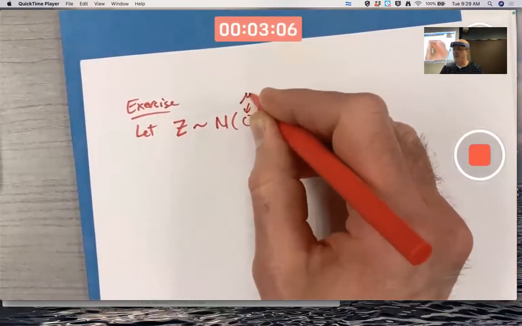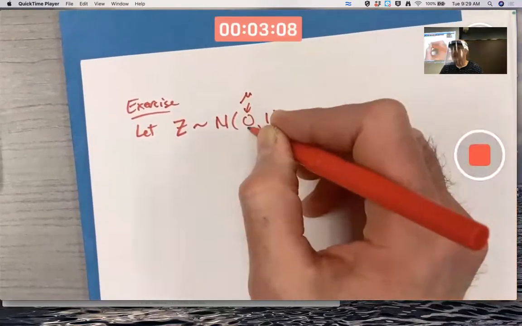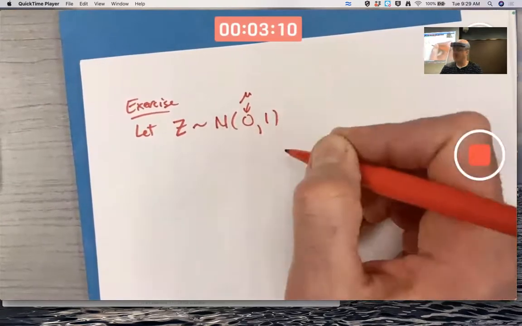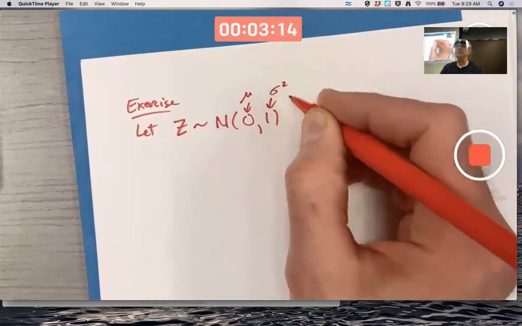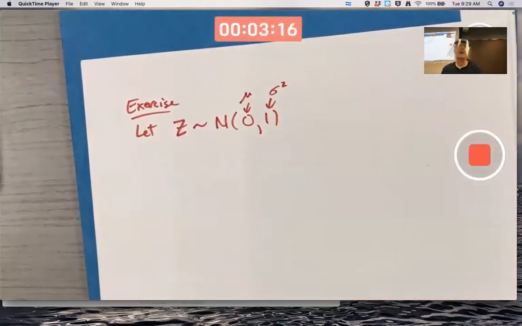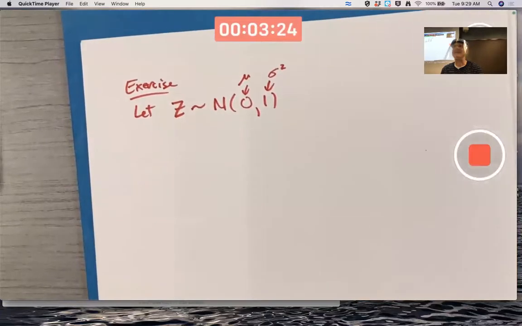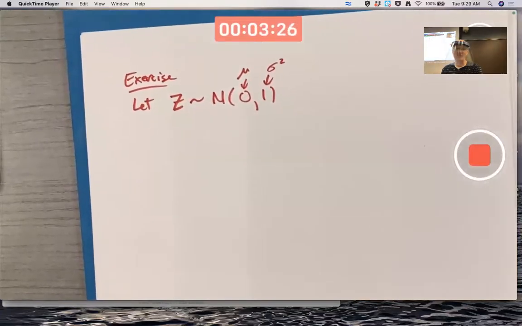Our book always, well, in all books, typically call that first number the mean, mu. Our book calls the second number the variance, sigma squared. You should be aware that other books label that as the standard deviation. However, when it's 1, it doesn't matter. The variance and the standard deviation are the same when they're both 1.